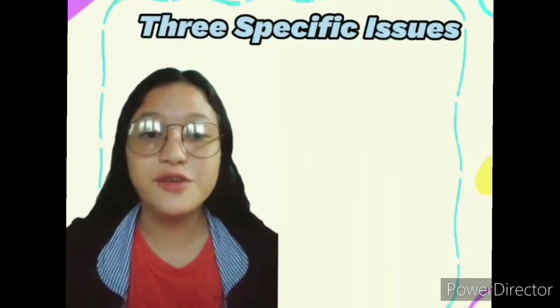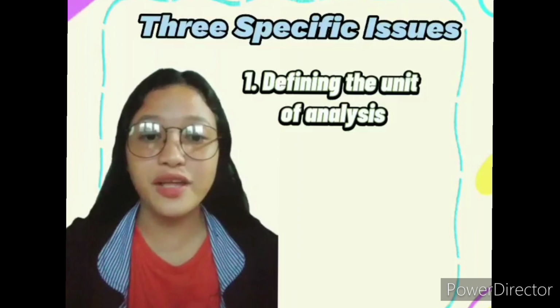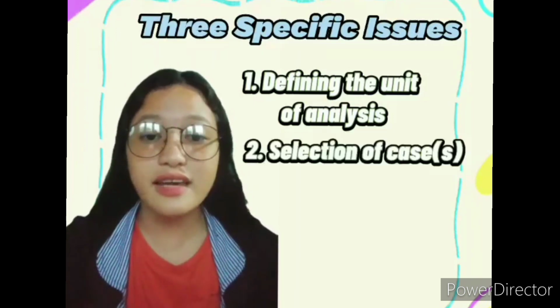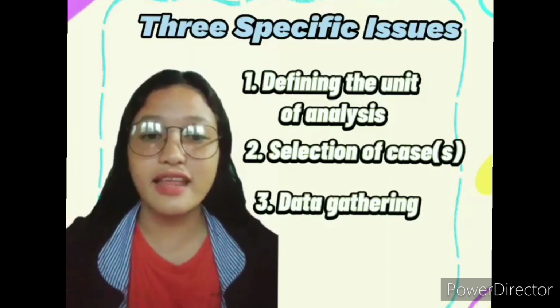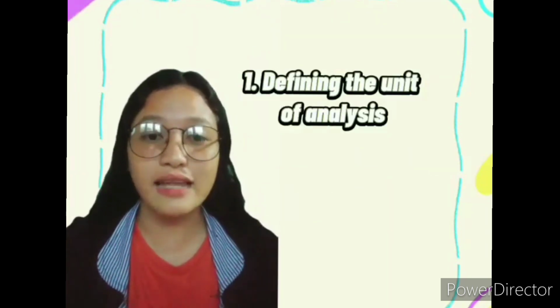So, in addition to the general guidance on the planning of research projects set out in chapter 3, there are 3 specific issues discussed here. First is defining the unit of analysis. The second one is selection of cases. And the third one is data gathering. So the first one is defining the unit of analysis.